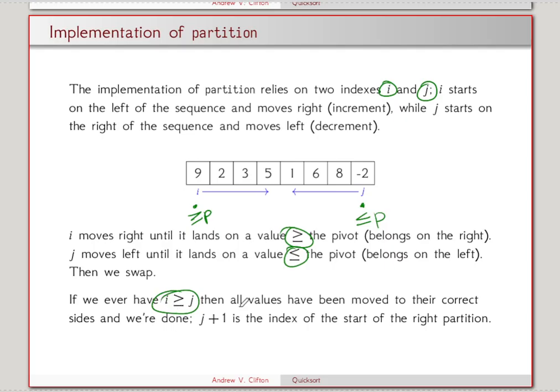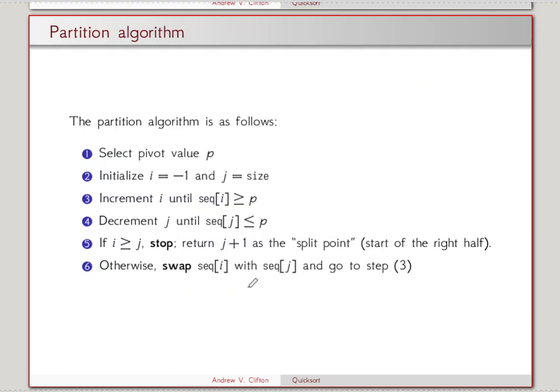If i ever crosses over j, then that means all the values are in their right spots, right? That means all the values on the left are less than or equal to, all the values on the right are greater than or equal to. And then wherever that happens, j plus 1 is the location of the split point, the dividing line between the left and right partitions there.